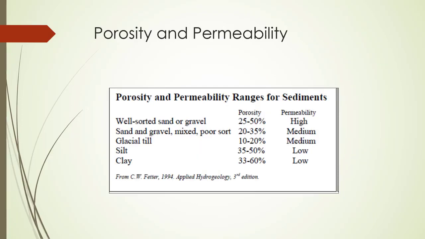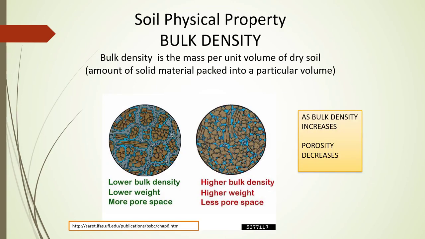So porosity and permeability can range in sediments, and so sand actually has a fairly low porosity because it's got less surface area, but permeability is high. Clay has higher porosity, but permeability is low.